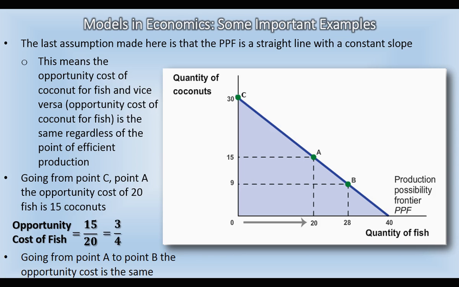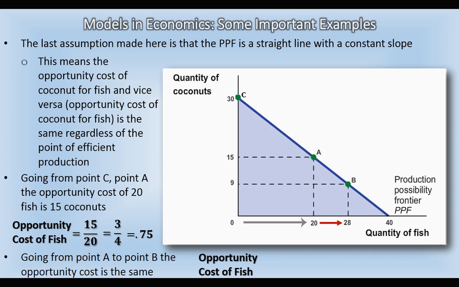We know there's a common factor in there of 5. 5 goes into 15 3 times, 5 goes into 20 4 times, and so the opportunity cost of fish all along the production possibility frontier is just going to be 3/4 of a coconut. So that's what this is telling us. Anywhere along this production possibility frontier, anytime you want to increase the amount of fish you're producing by 1 unit, you have to give up 3/4 of a coconut in order to create that one fish, given your resources and your technology. So 3/4 is equal to 0.75.